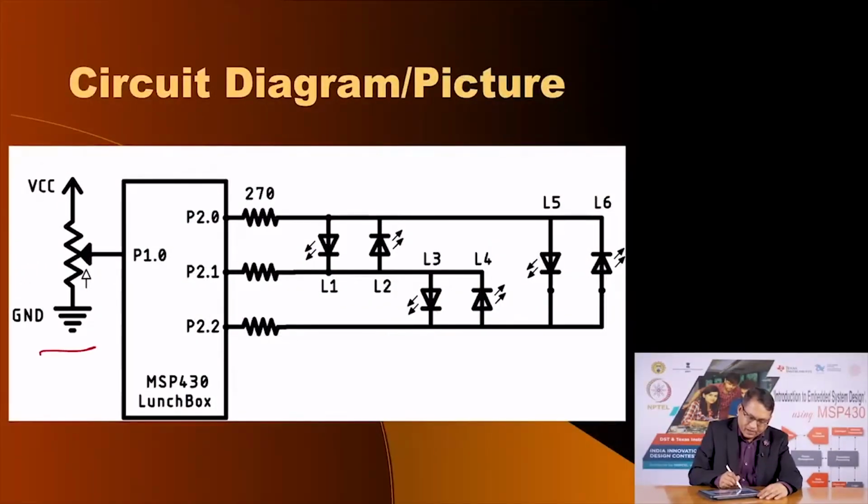We are going to connect a potentiometer to P 1.0 as earlier, but to P 2.0, 2.1 and 2.2 we are going to connect 3 pins, and we are going to connect 6 LEDs in the Charlieplex display fashion. And these LEDs will be handled in an interrupt subroutine, and we will see how that happens.